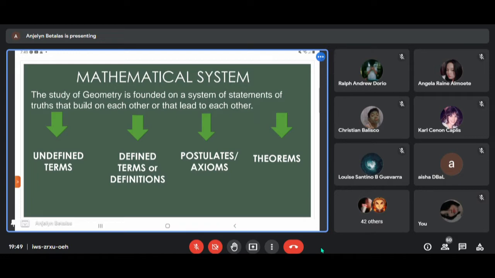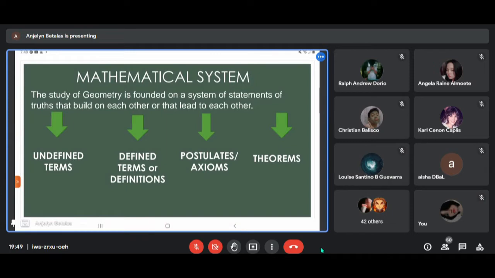So, basically, the same way as in our body system, no? So, in geometry, in math, specifically in geometry, it is a system. So, these are the statements of truths built on each other or lead to each other. So, it is about relationships. These are the four parts of a mathematical system.